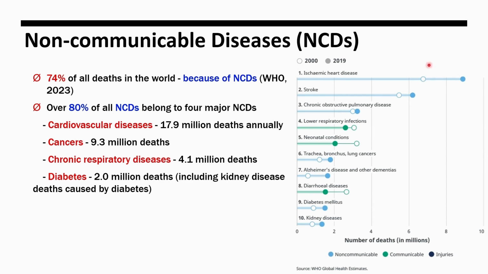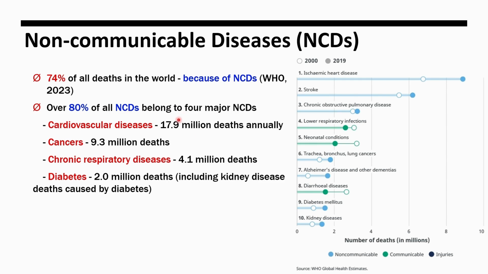If you look at this right-hand side, you see this picture, it shows the number of deaths in millions in 2019 recorded based on different diseases. You can see the blue color indicates the non-communicable and the green color indicates the communicable. You can see most of them are blue because 74% of all deaths in the world are because of NCDs, or non-communicable diseases.